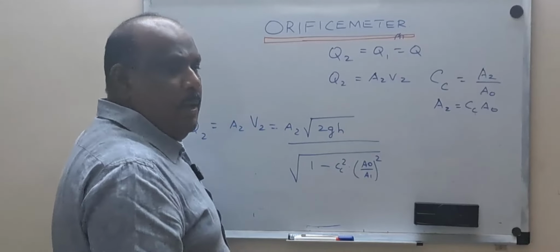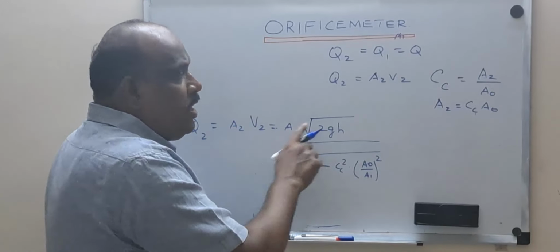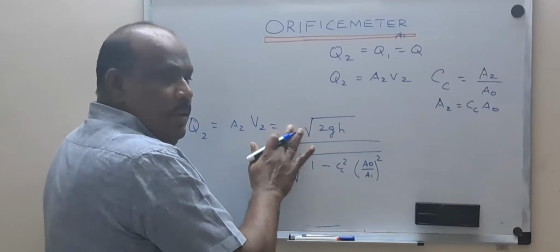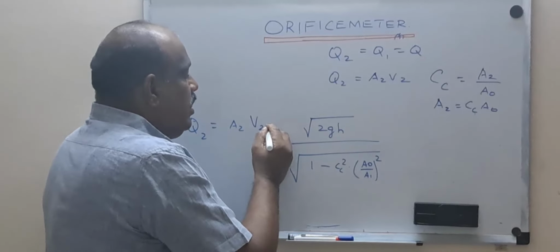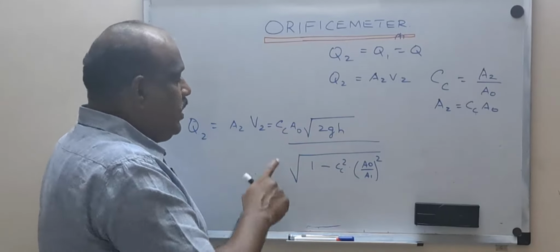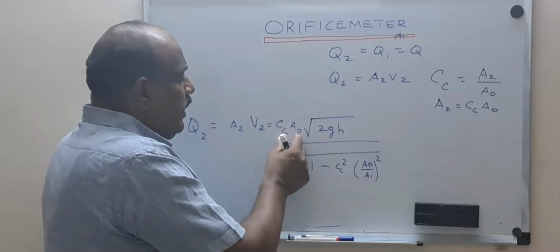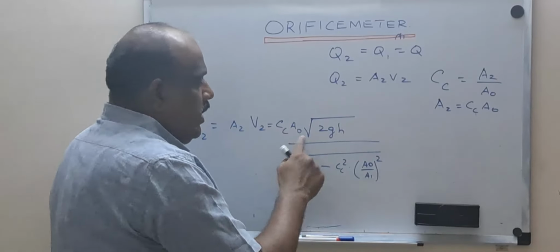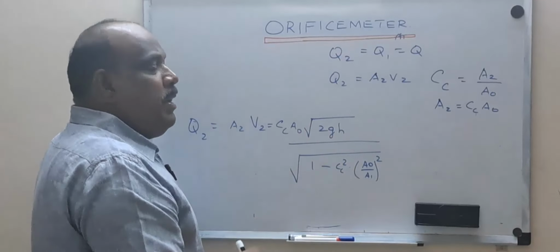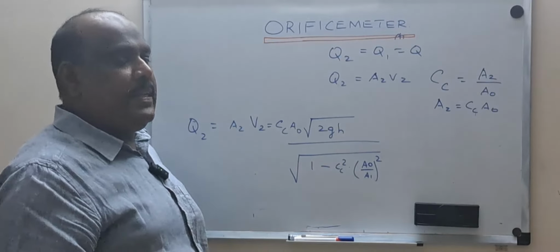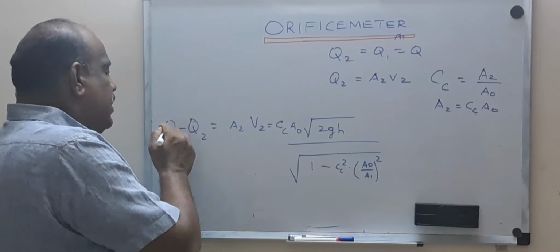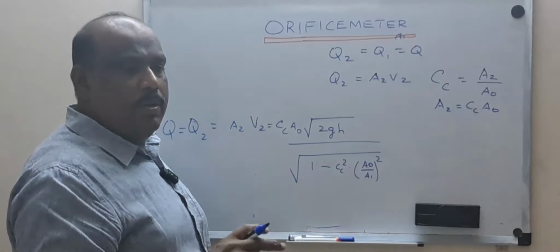A0 is nothing but pi by 4 D0 square. So replace A2 also as Cc into A0. I am writing here itself due to space and time constraints. So you can see it is Cc into A0. Got the logic? So it is A2 V2, where A2 is nothing but Cc into A0 into the square root of this value with this value. Any doubt up to here? But generally it's a common practice to represent this, not as Q2, we can even keep it as Q, because Q equals Q1 equals Q.